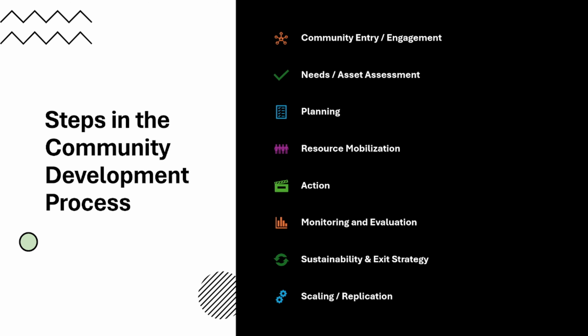Third step is planning. With a clear understanding of needs and assets, the next step is planning together. This is where the community helps co-create a shared vision, agree on goals, and prioritize which actions to take. It's crucial that this phase is participatory, not top-down. A good plan balances ambition with what's practical and sets out roles and responsibilities.